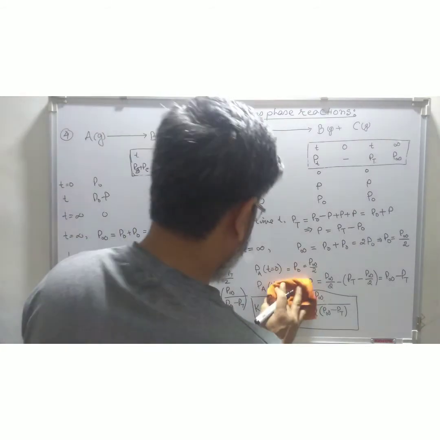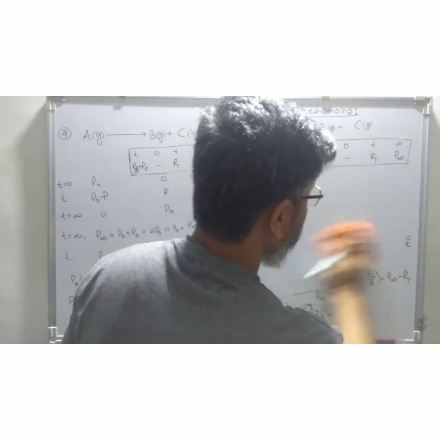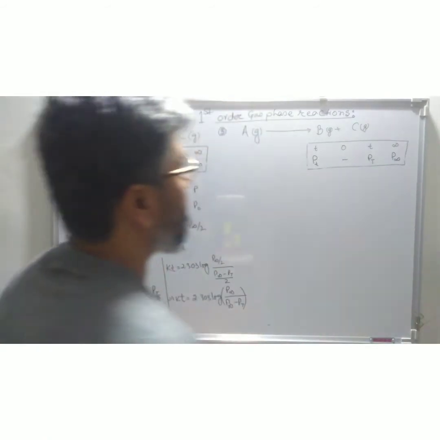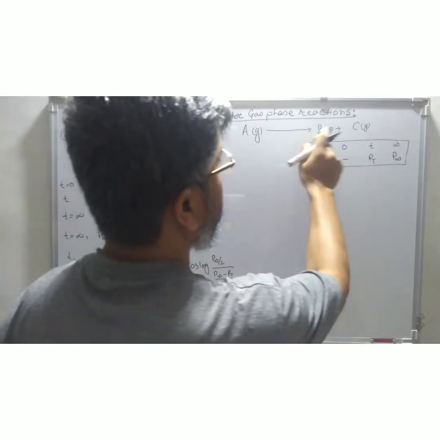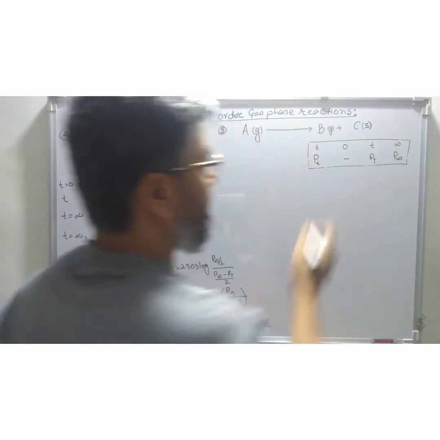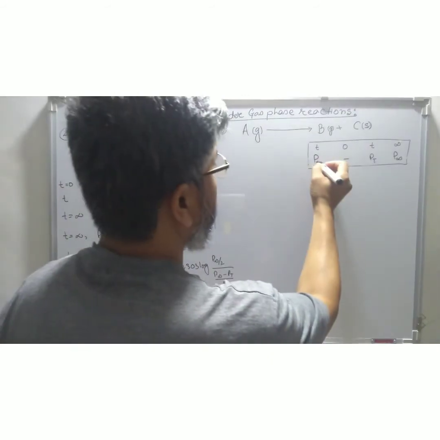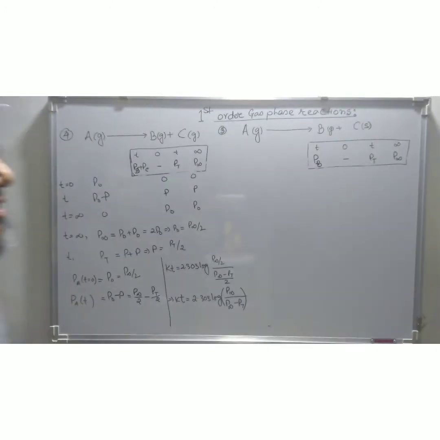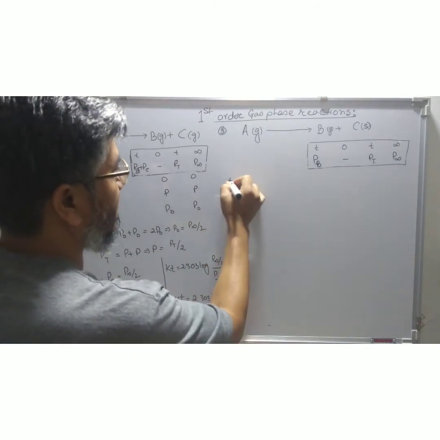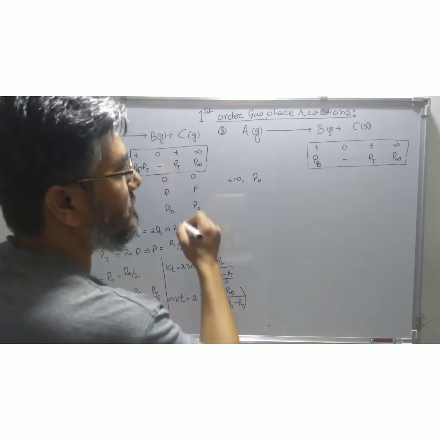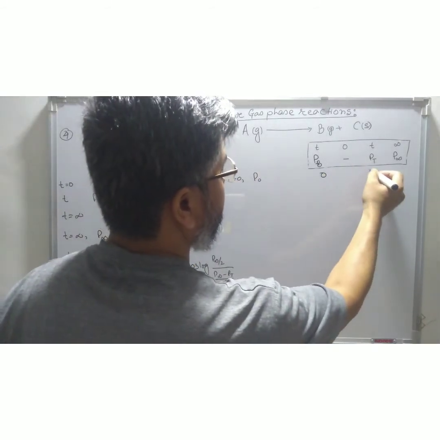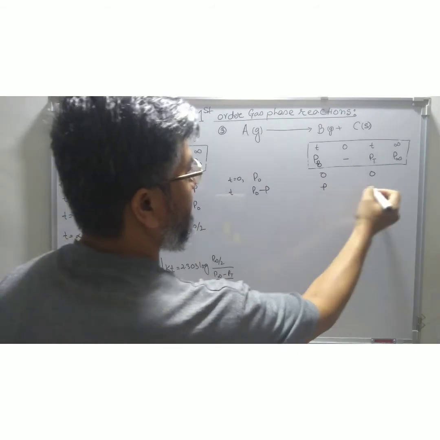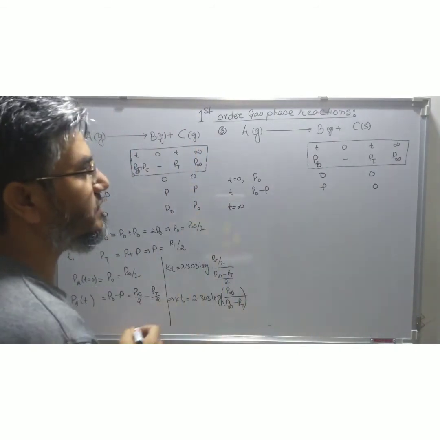Now another case, let's see one more case here. Suppose we have this A gas reacts to give you B gas and C solid. And in this case, total pressure of B is given. At time t, this is Pt, and at infinity, this is P infinity. So as usual, at time 0, let this be P naught. This is 0. This is 0 because solid doesn't have any pressure. At time t, this is P naught minus P. So this is P, this is 0. At time infinity, this is 0.